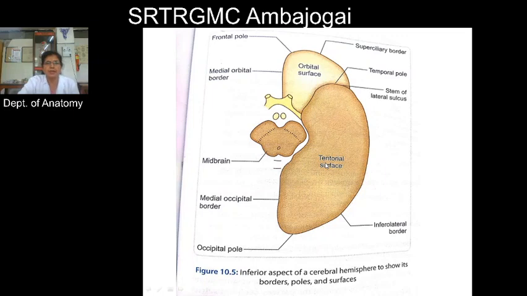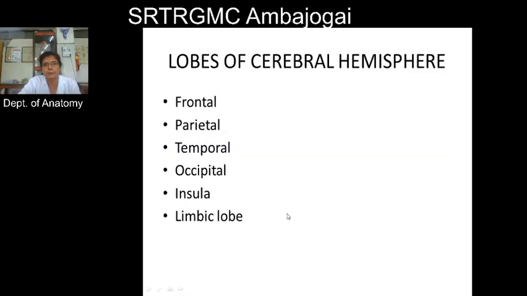So each cerebral hemisphere has three poles: the frontal pole, occipital pole and temporal pole. Three surfaces: superolateral surface, medial surface and inferior surface. And three borders: the inferolateral border, the inferomedial border, which is divided into medial orbital and medial occipital borders, and the third border, the superomedial border.